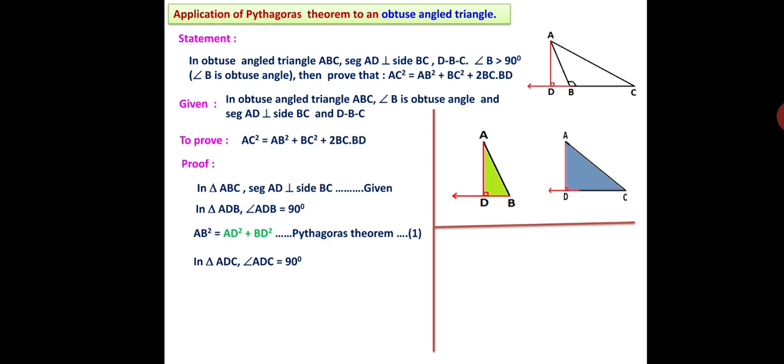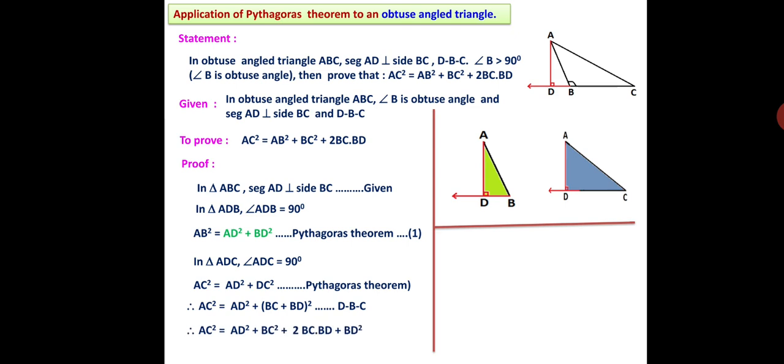Also you will get triangle ADC, which is shown here. Angle D is 90. Therefore you can write by using Pythagoras theorem that AC square is equal to AD square plus DC square. Here the value of DC from the figure is nothing but BC plus BD. So next step is AC square is equal to AD square plus (BC plus BD) whole square. DBC is the betweenness. Again we have to use here an identity (A plus B) whole square is equal to A square plus 2AB plus B square. So we will apply this one. Therefore AC square is equal to AD square plus BC square plus 2BC into BD plus BD square. Once again we will rearrange the terms.